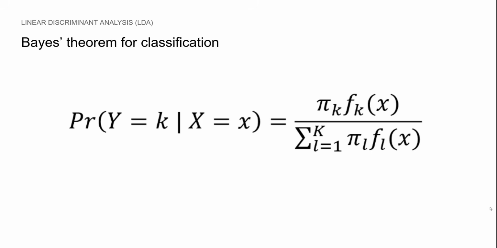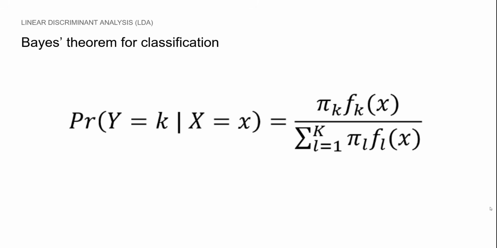Now, Bayes' theorem is explained like this. Suppose that we want to classify an observation into one of capital K classes, where capital K is greater than or equal to 2. Then we let pi k be the overall probability that an observation is associated to the kth class. Then let fk of x denote the density function of x for an observation that comes from the kth class. This means that fk of x is large if the probability that an observation from the kth class has capital X equal to small x.